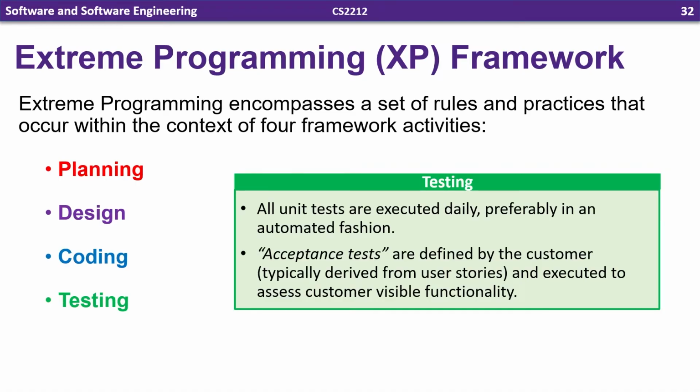So the last activity in the XP framework is testing. So all unit tests are executed daily, preferably in an automated fashion. Acceptance tests are defined by the customer. And these typically come from the user stories and those acceptance criteria attached to them, and they're executed to assess customer visible functionality. So acceptance tests, also known as customer tests and functional tests, validate the customer's view of the application. They are distinct from unit tests, which validate the programmer's view of the software internals.